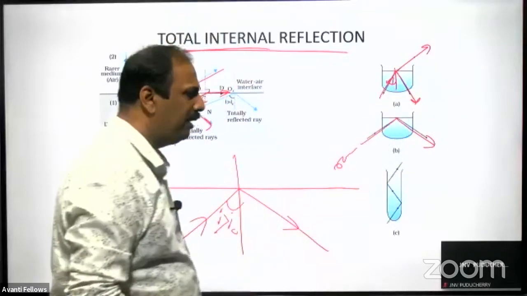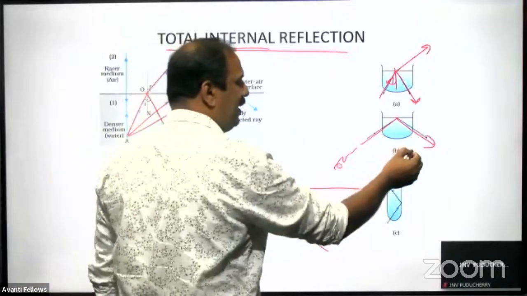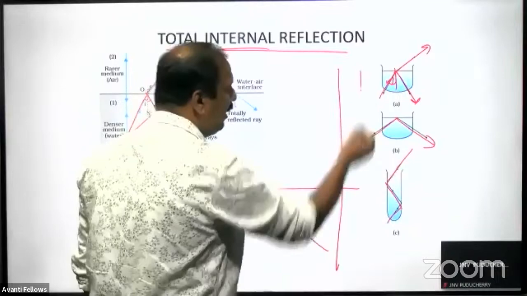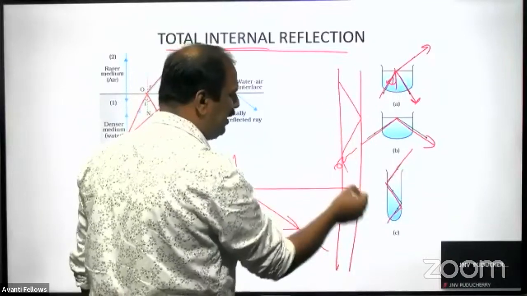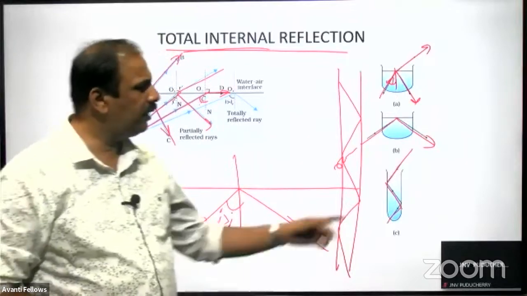That is one example. This is in a test tube. In a test tube, if you send light like this, you can see it will reflect like this. If it's a long tube, it will continuously reflect like this. It will go like this inside. So that's also an example of total internal reflection.